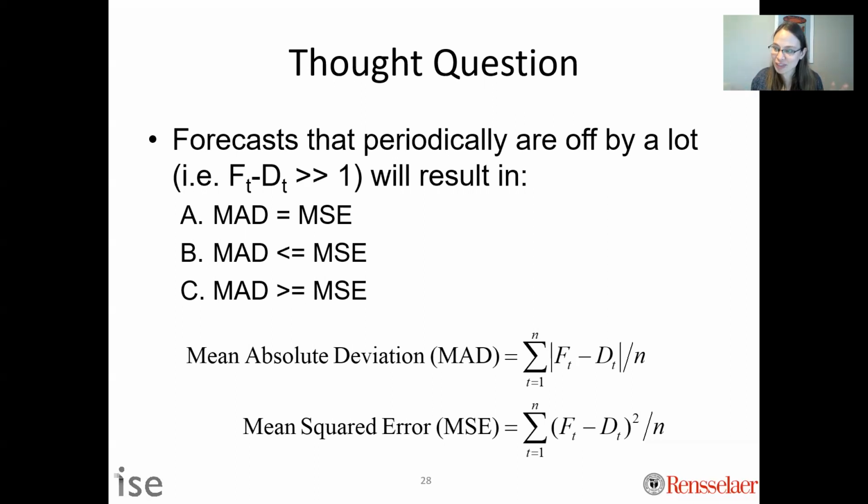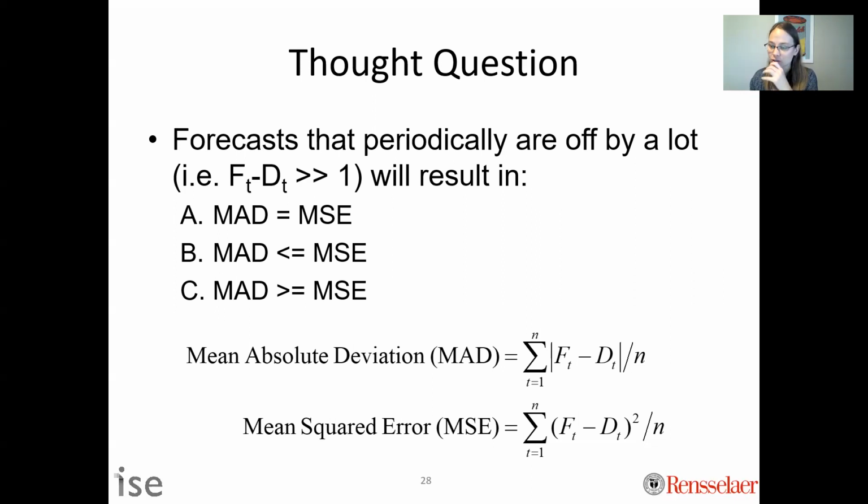Please pause the video, think about this, think about mathematically what's going on. So hopefully you came to the conclusion that the correct answer is B. Let's just think about my example: if I'm off by 1, 1 squared is still 1. If I'm off by 100, 100 squared is way more than the sum of those things.